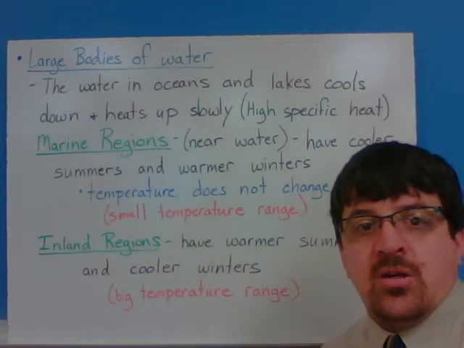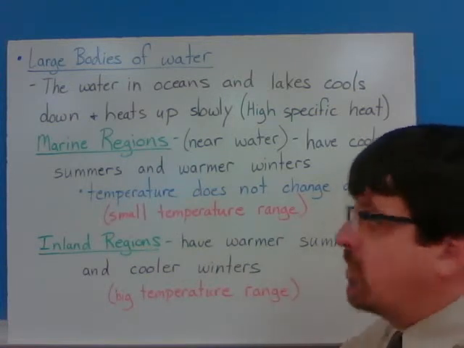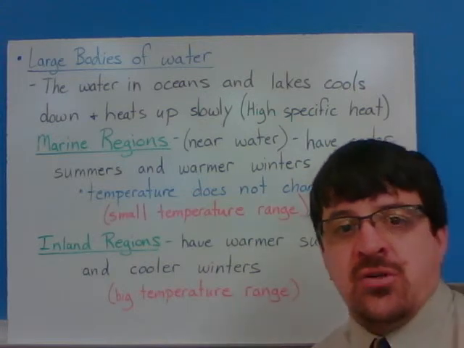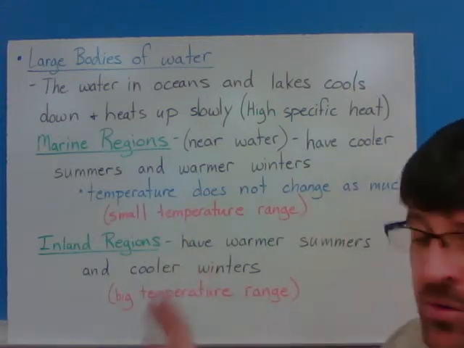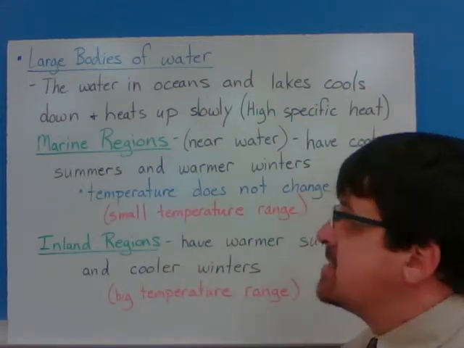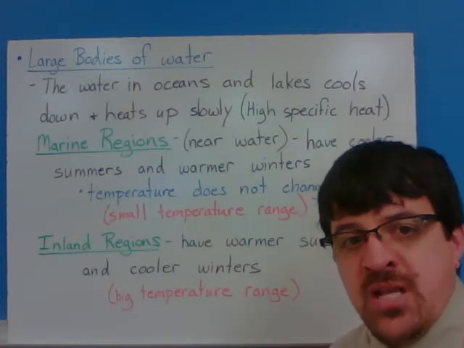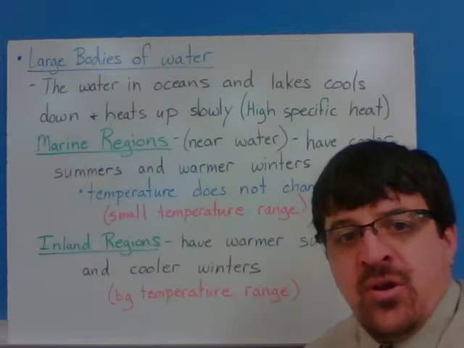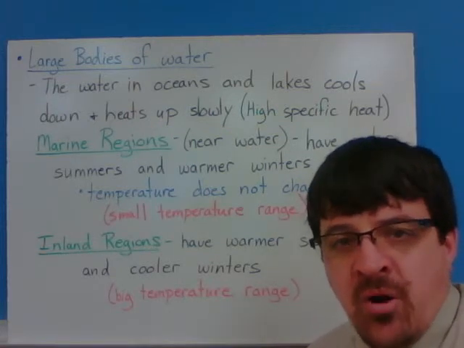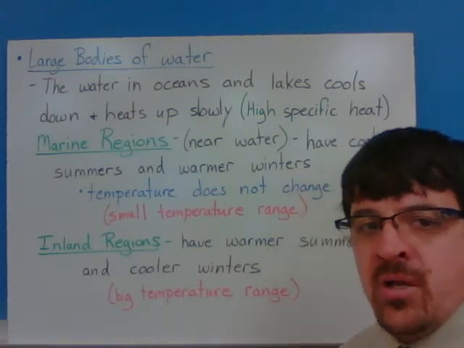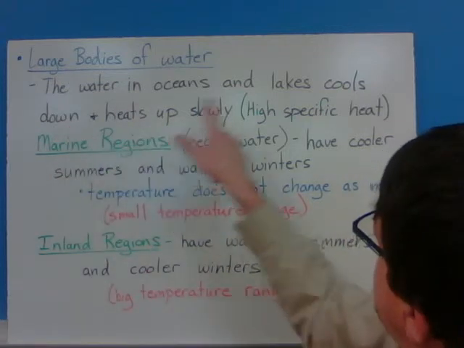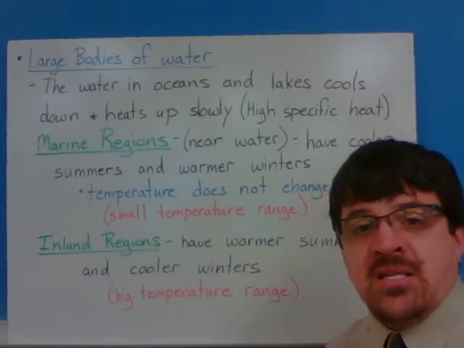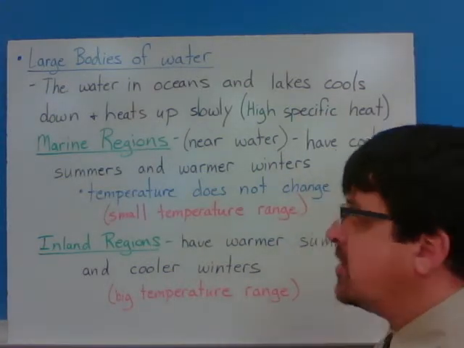All right, large bodies of water. Oceans and lakes are going to affect the temperatures around them. We've talked about it quite a few times, that people around Lake Ontario don't get as cold this time of year. Our weather forecasts usually say if you're near the lake, you're going to be about 5 degrees warmer because the lake is still warm. It cools down and heats up slowly because it has a high specific heat, meaning it takes a lot of energy to change its temperature just 1 degree.